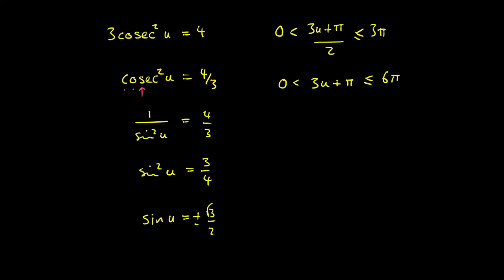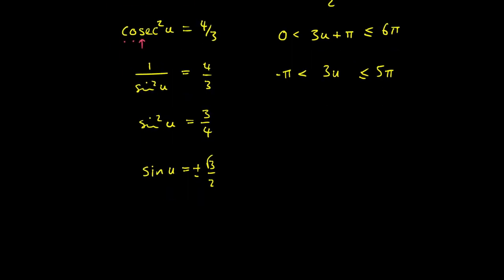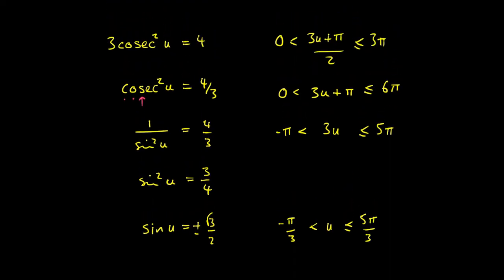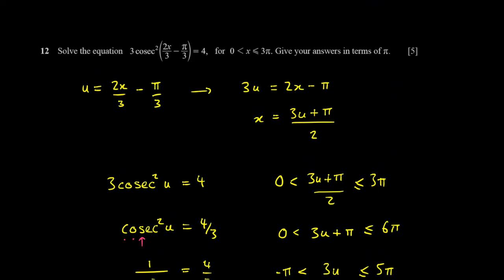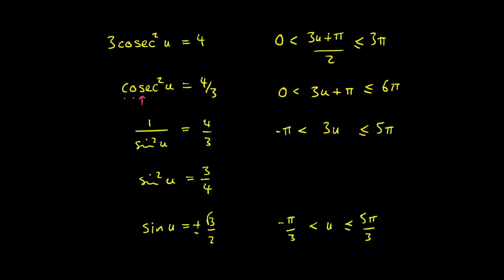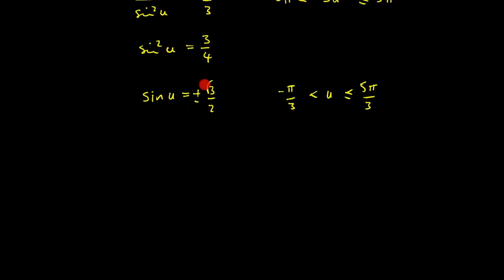Now what I'm going to do is I'm going to subtract pi from every part of the inequality. So that will become minus pi. The thing in the middle will become 3u. And 6 pi becomes 5 pi. And then I'm going to divide everything through by 3. So I'm going to get minus pi by 3, u and 5 pi upon 3. So just to clarify, what have I done? I've taken this harder problem involving x with a domain for x, and I've made it into a slightly simpler problem, which is just in terms of u and has a domain for u.